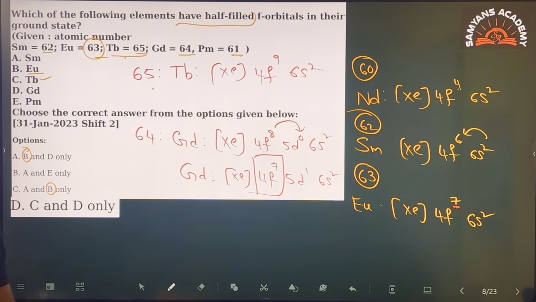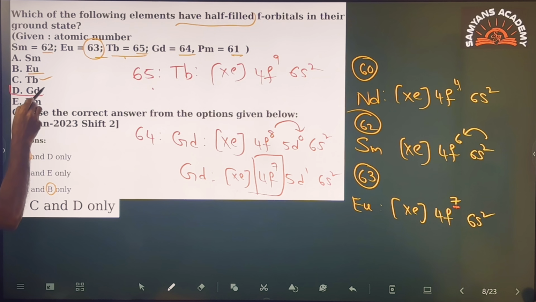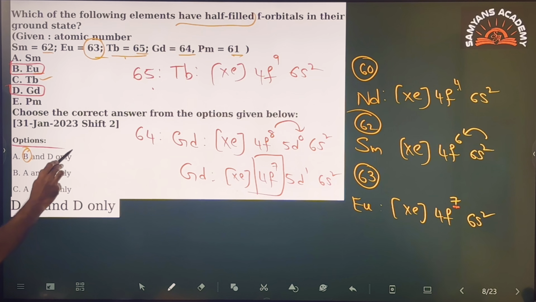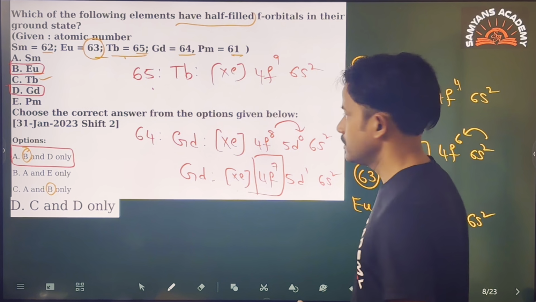So the answer is here: gadolinium is in option D. So option B and D is the right answer. So your answer A is matching, right? B and D is the right option. So in this way you have to select. Is it clear, everyone? Move on to the next question.